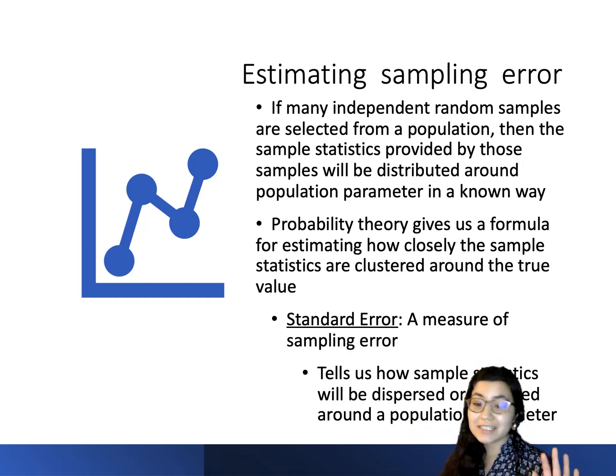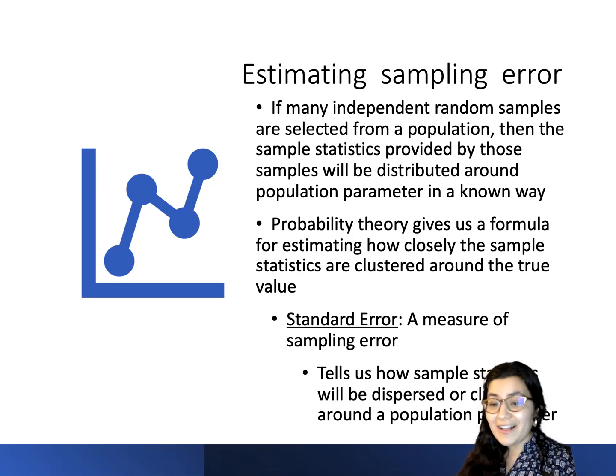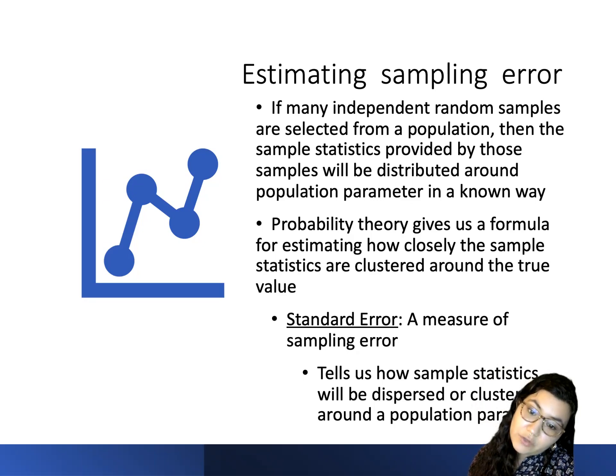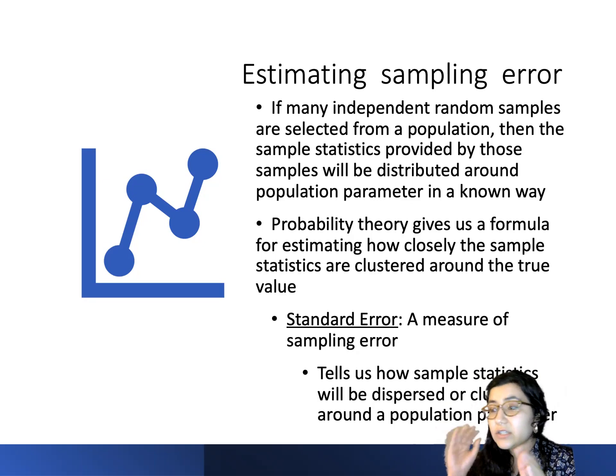And so statisticians have already written this math proof. You don't need to write it or understand it fully, but we use that statistical theory in order to analyze things and estimate our error. And so when we're measuring standard error using this formula, it's telling us how sample statistics will be dispersed or clustered around a population parameter. So it's telling us, okay, for the sample statistic that we're developing from our population, how likely is the population parameter to be around that cluster? So it's like sort of mapping one onto the other.